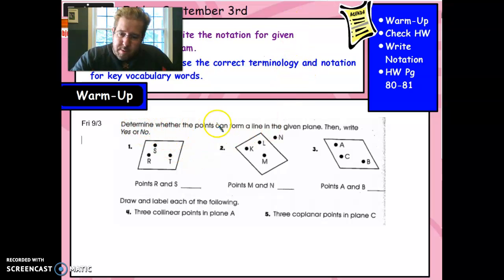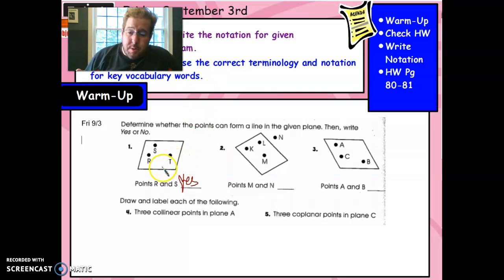All right, it says determine whether the points can form a line in a given plane. Then write yes or no. So pretty simple. It says points R and S. Can we connect these points using a line on the plane? Yes, we can. And the reason why is because both points R and S are within the plane. So you can connect them.